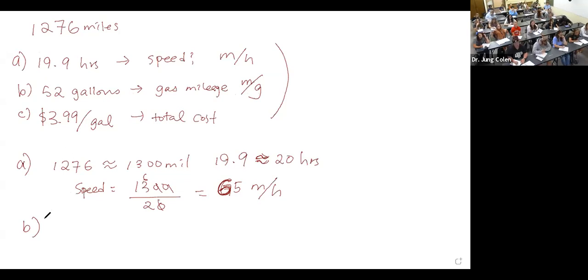Group 2 or 5? Anybody? Your name? Riley. I rounded the 1,276 to 1,200. Why 1,200? It just seemed closer. Okay. But it is the easier number, and then I rounded the 52 gallons to 50.